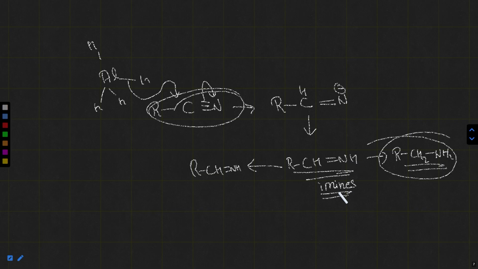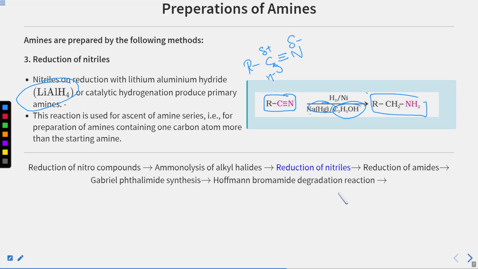That is your amine. Now this reaction is used for the ascent of amine series, that is, for preparation of amines containing one carbon atom more than the starting amine. So what is written? That it is used for the preparation of amines containing one carbon atom more than the starting amine. So it has one more carbon atom here. Clear? So these are the 2 methods.